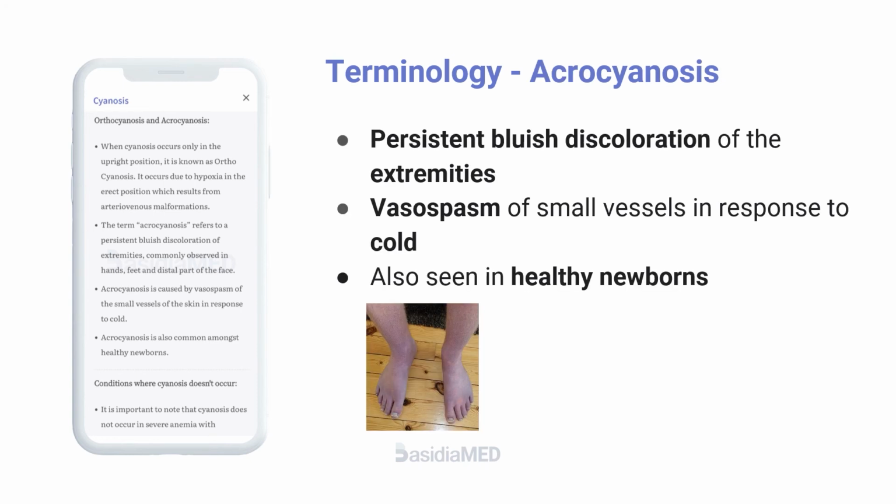The term acrocyanosis refers to a persistent, bluish discoloration of extremities, commonly observed in hands, feet, and distal part of the face. Acrocyanosis is caused by vasospasm of the small vessels of the skin, in response to cold. Acrocyanosis is also common amongst healthy newborns.